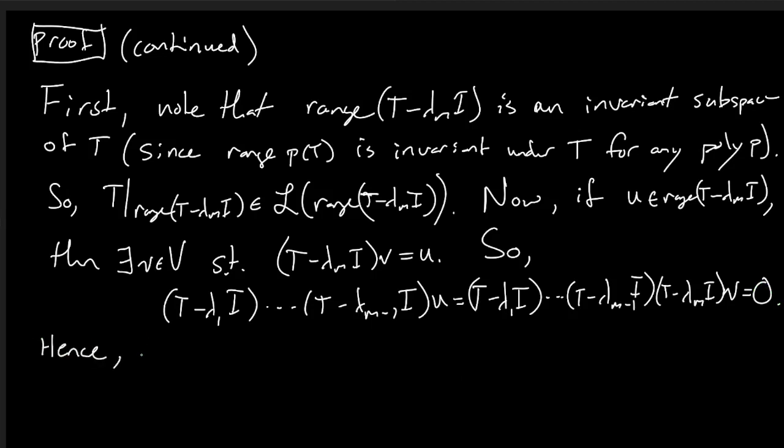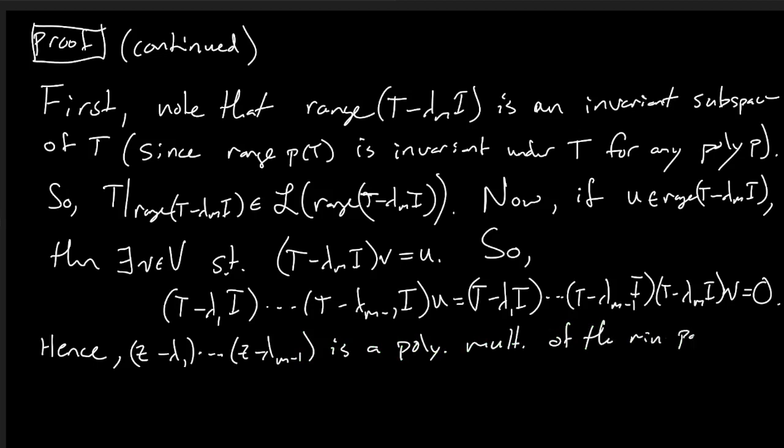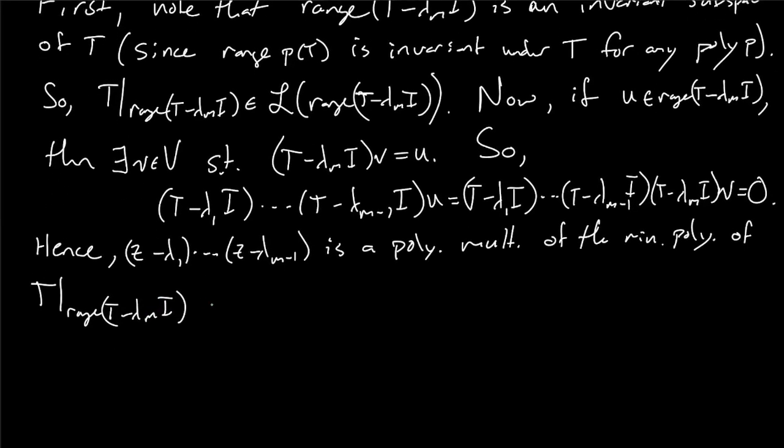Hence, whoa, pretty cool, (z minus lambda_1) product all the way down through (z minus lambda_{m-1}) is a polynomial multiple of the minimal polynomial of T restricted to the range of T minus lambda_m I. Oh, wait a second. So here's the whole gist of it.